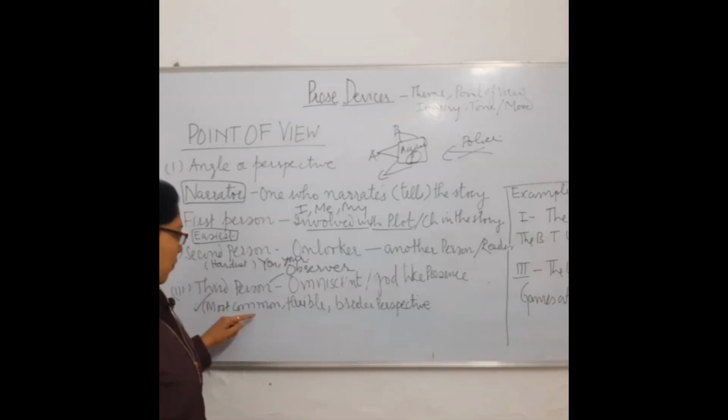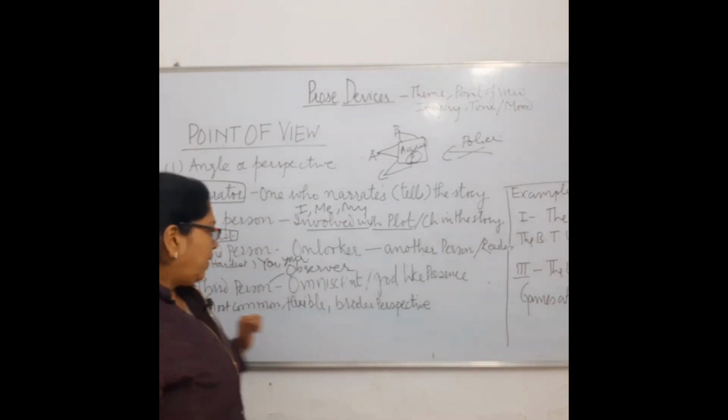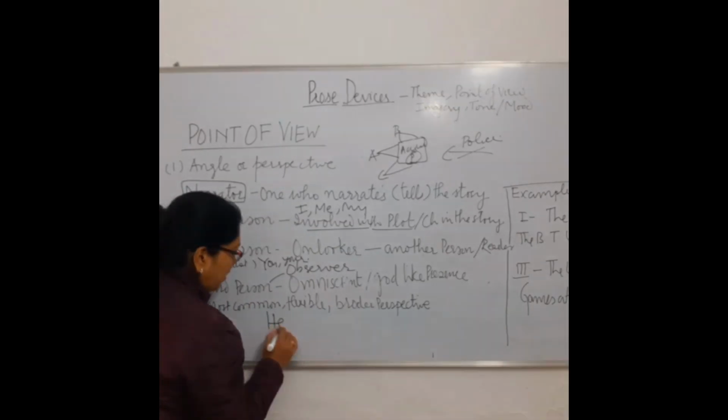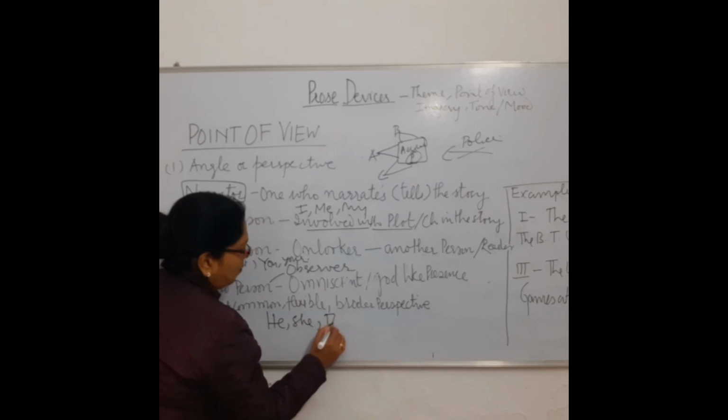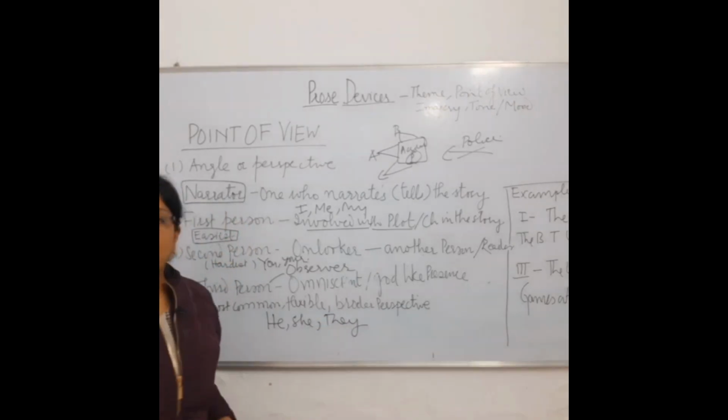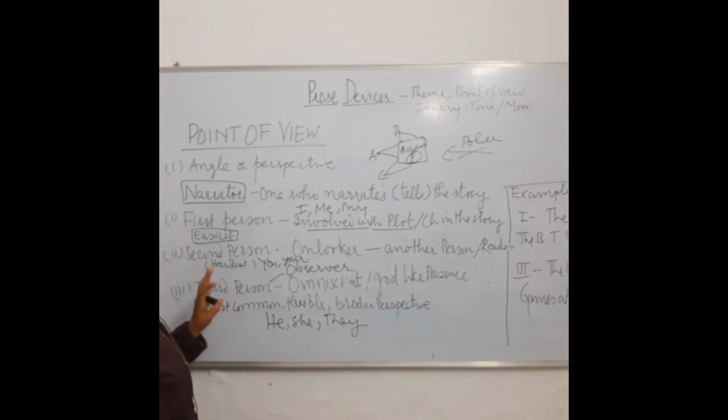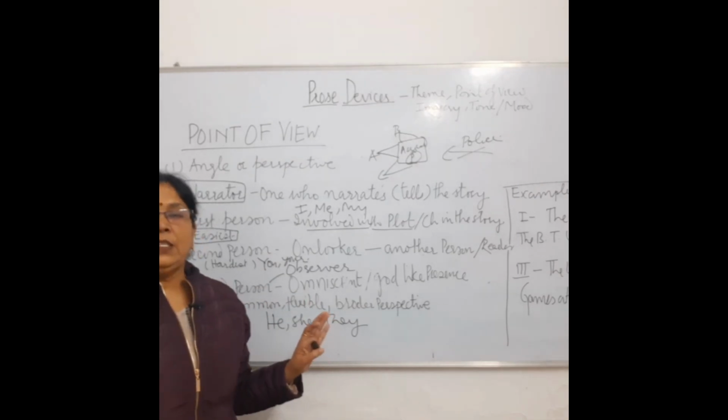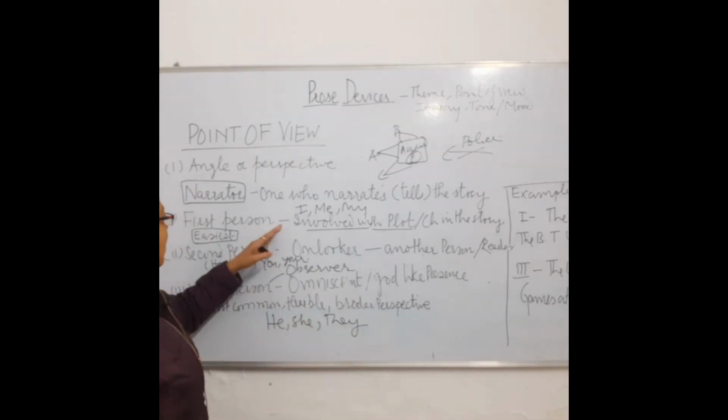And if it is the third person, then pronouns like he, she, they have been used. It means it is the third person narrative. So you can come to know just after reading the story whether it is the first person.